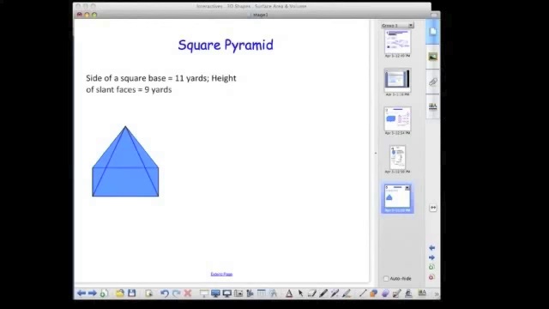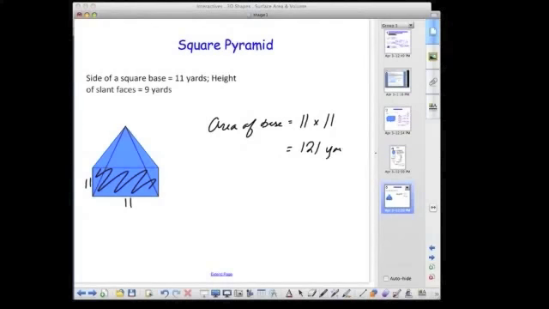So now that we know the components of a square pyramid in terms of what kind of shapes it has on its surfaces, we can find the surface area of the entire polyhedron. So the base of my square pyramid is a square, and given to me in this example is that the side of the square base is 11 yards. Well, the area of the base is going to be 11 times 11, which is equal to 121 yards squared. And that's because I know my area formula for a square is length times width, or base times height.